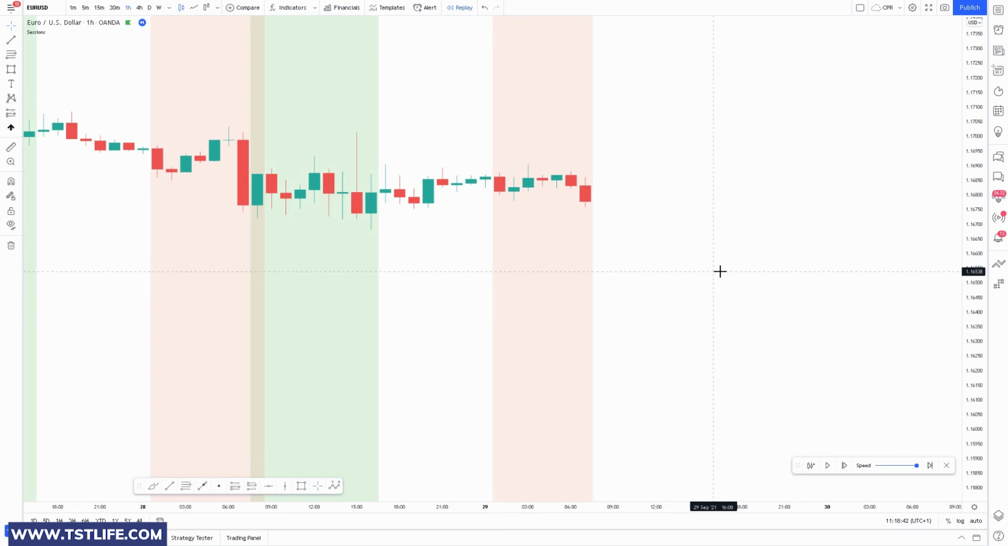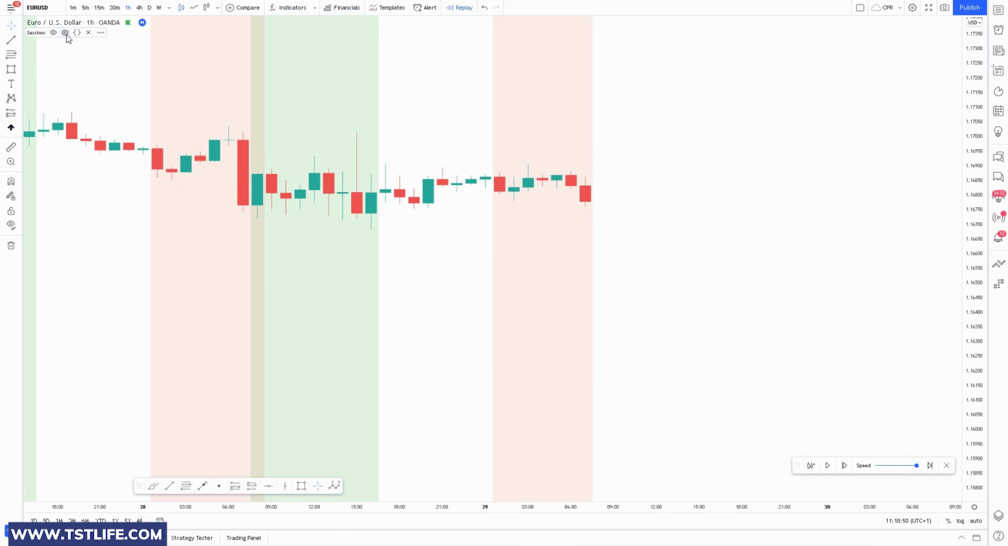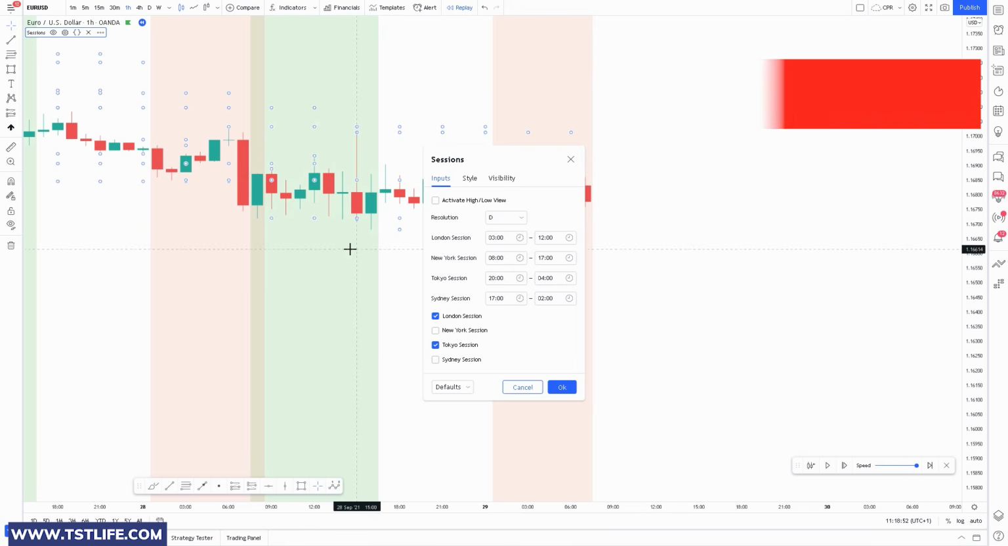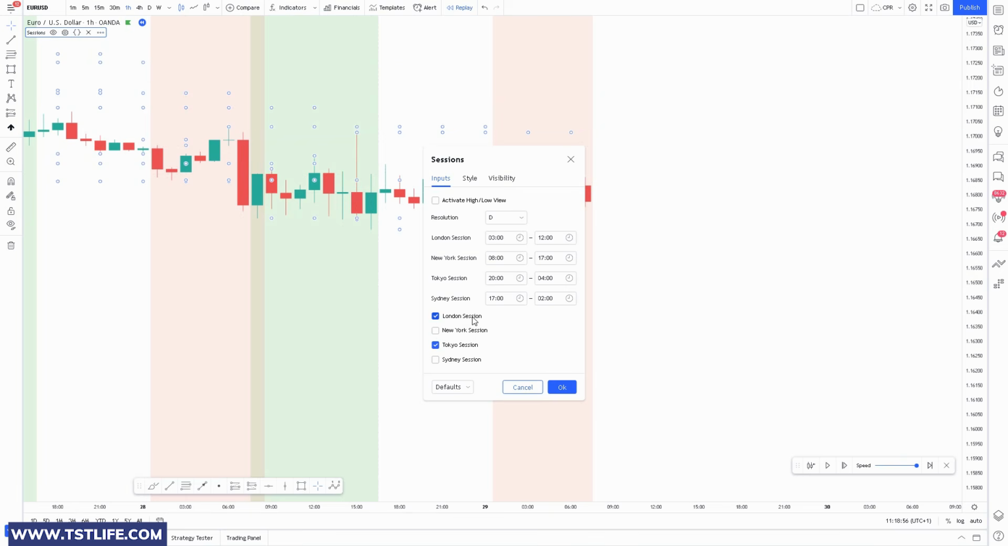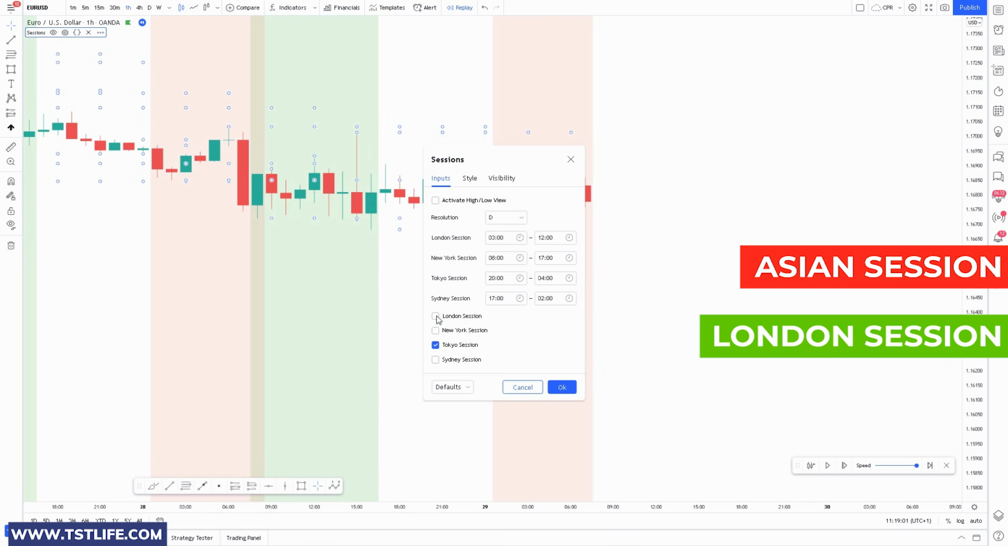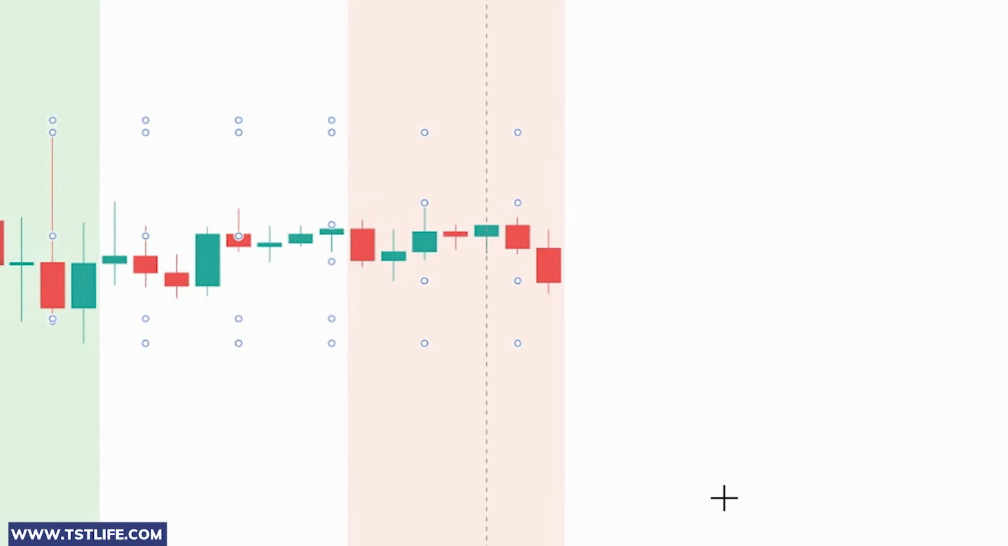So to define the London breakout range that we'll be using on a given day, we need to draw support and resistance levels based on the last 4 hours before the London opening. I'm using a free indicator called Sessions by Junior FX Addict. It helps highlight the different FOREX market sessions. I've disabled the New York market and kept the Asian one in red and the London session in green. As we're working on a 1-hour time frame, that's going to be the last 4 candles.